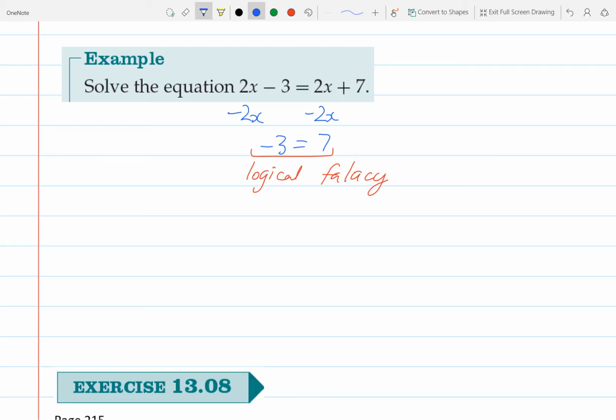Anyway, so when we have a logical fallacy, that means that there is no value of x that would make this equation work. And so we simply say that there are no solutions. So there is no value for x that would work with this equation.